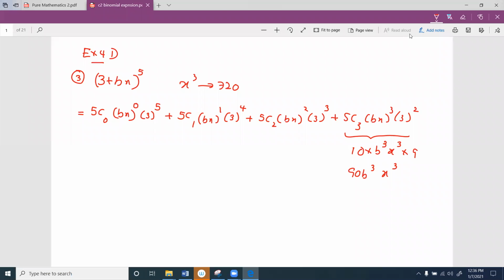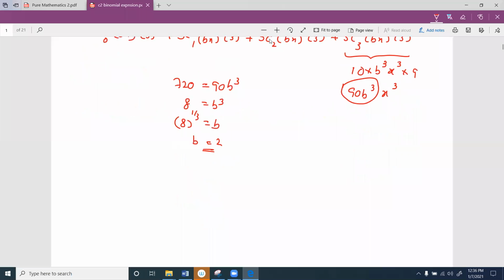Now you know that this part is the coefficient. They mentioned that this coefficient is 720. So you can simply say 720 equals 90 b cube. With that you can say b cube becomes 720 divided by 90, which is 8. Therefore b becomes the cube root of 8. The cube root of 8 means b equals 2. So that is a simple answer for that. Right? That's a way of doing question number 3. Then I'll go to the next question.